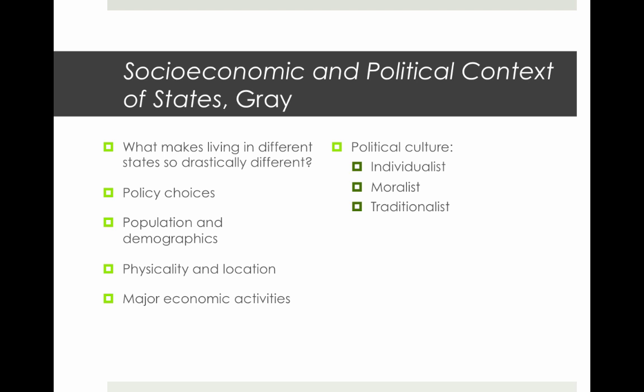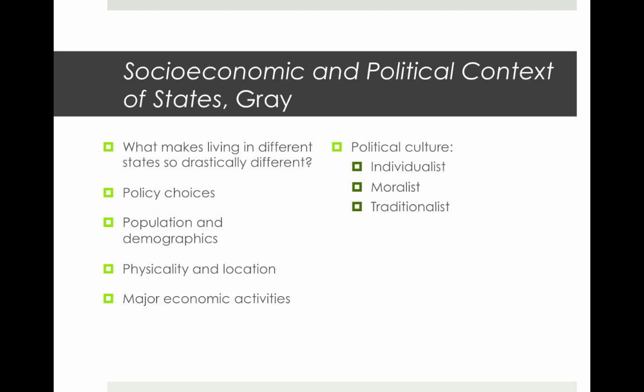Physicality and location. As Gray points out, this can have to do with natural resources. It can have to do with the physical location of the state and its proximity to other states. In other words, Michigan governs differently than Arizona, and in part that is because of the natural resources available to us and our location within the country and within the world. So this physicality cannot be ignored as a distinction between states.